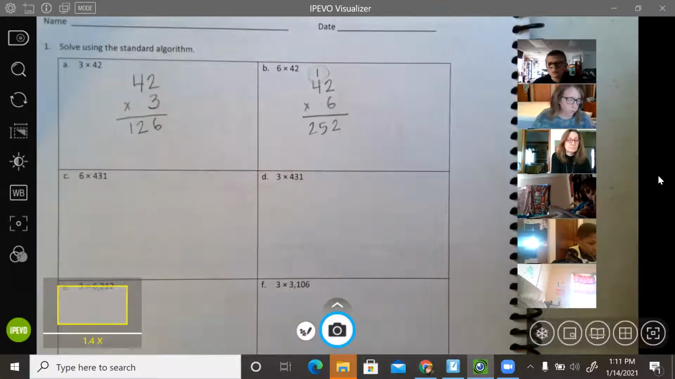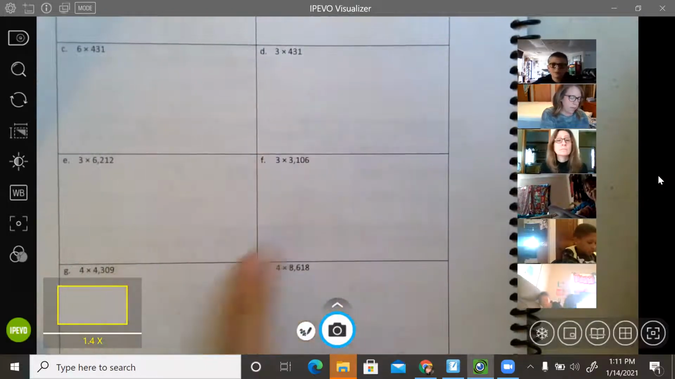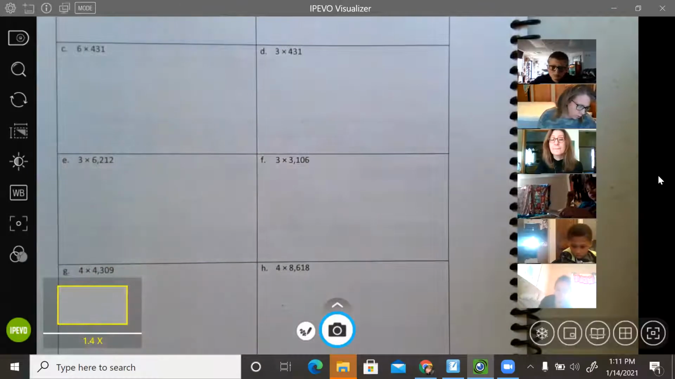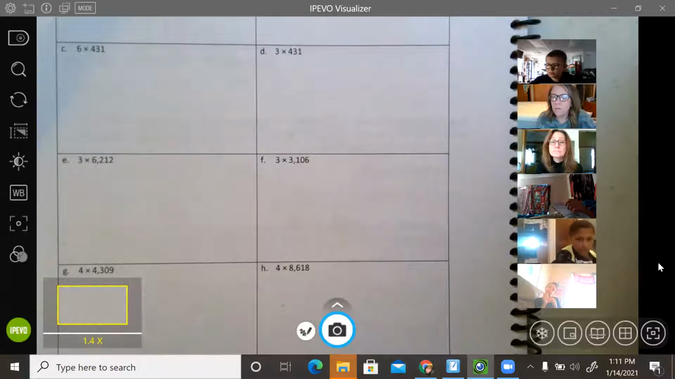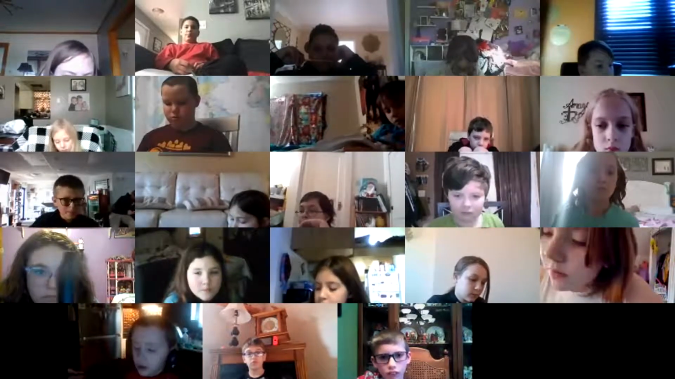And so your final answer is? 252. Very good, 252. So if you scan through letters C, D, E, F, G, and H, do you notice anything? Can you make any kind of observation as you move down the page? Tegan, what do you notice? Numbers get more complex. They're getting a little bigger. Very good. So we have 6 problems again, and we're going to solve these 6 problems in a jigsaw. So I'm going to give you a group. When you're in your group, you're solving one problem altogether.